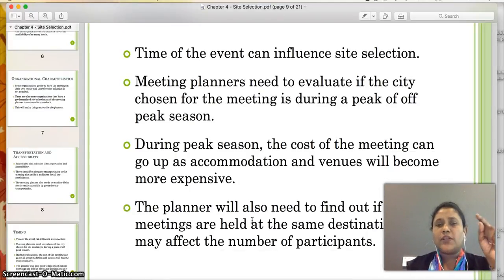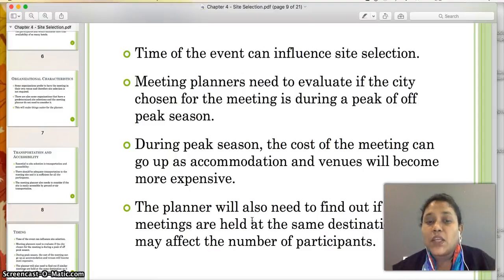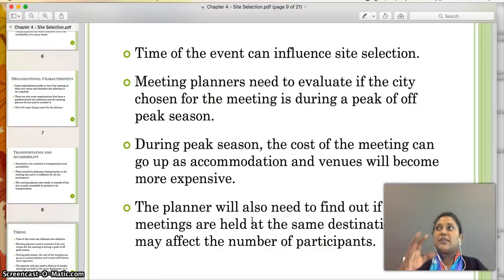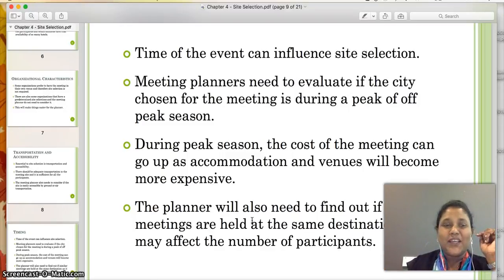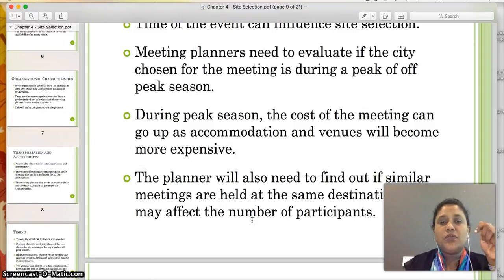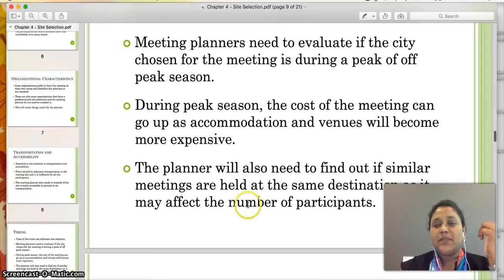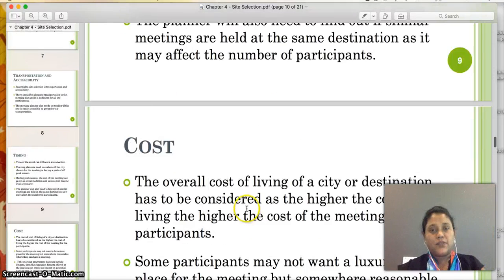That's how we're talking about timing. This will also include, during peak season, the cost of the meeting going up as accommodation and venues become more expensive. When you talk about timing, it's not only the conference or your program timing, it's also which time of the year, whether it's the beginning, the mid-year, or towards the end of the year. Are you with me? Hello, are you with me? Okay, let's stay tuned. Moving further, the planner will also need to find out if similar meetings are held at the same destination, as it may affect the number of participants.